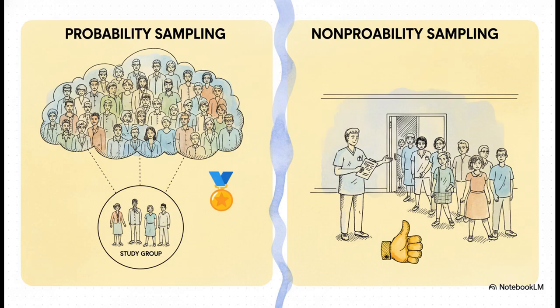And that's why so many studies end up using non-probability sampling, like, say, just enrolling patients as they happen to walk into a clinic. It's way more practical, but it means that generalizing the results relies so much more heavily on the researcher's own careful judgment.